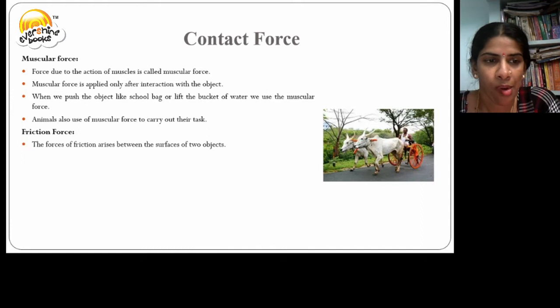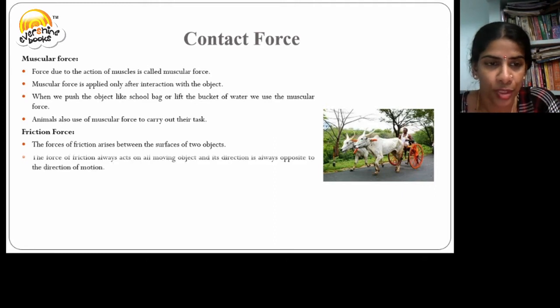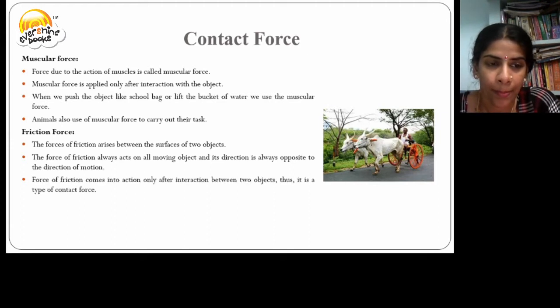Frictional force. The force of friction arises between the surfaces of two objects. We call this a frictional force. The frictional force always acts on all moving objects and it always acts in the direction opposite to the motion. The force of friction comes into action only after interaction between two objects.